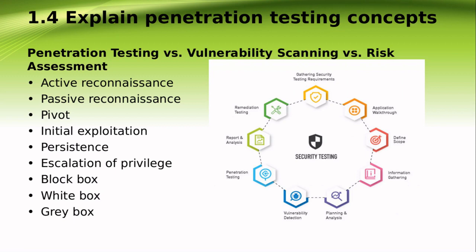So there's a list you can find here: active reconnaissance, passive reconnaissance, pivot, initial exploitation, persistence, escalation of privilege. Black box. That was a typo. So white box, grey box. So you can see the picture there.